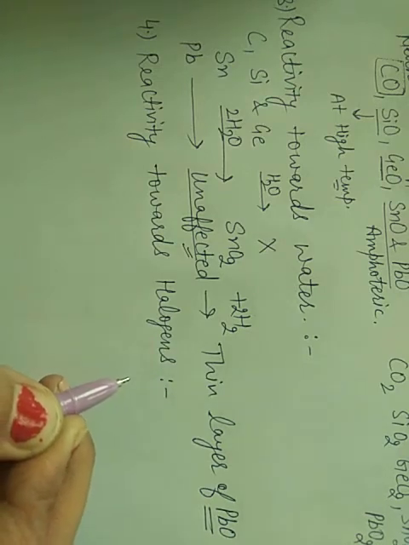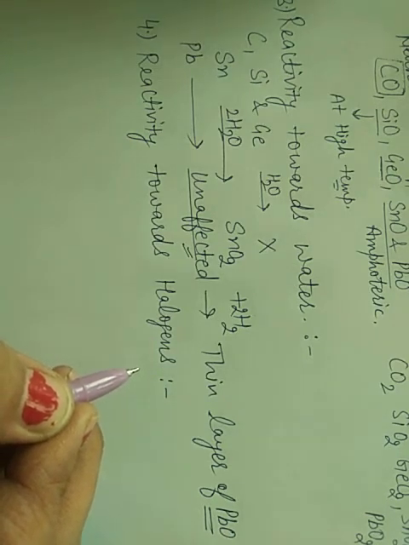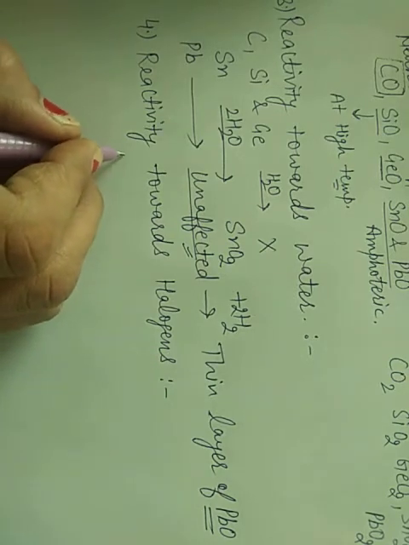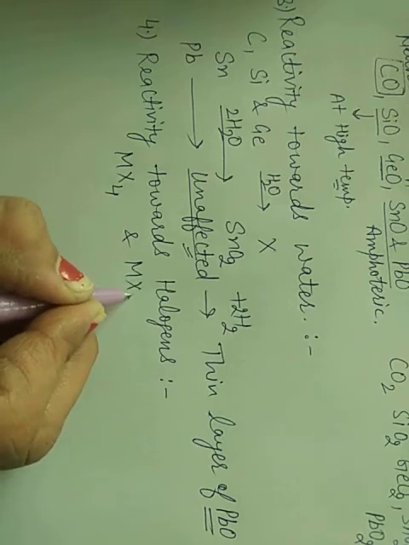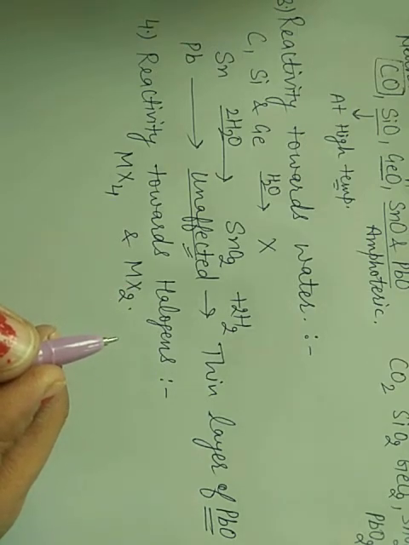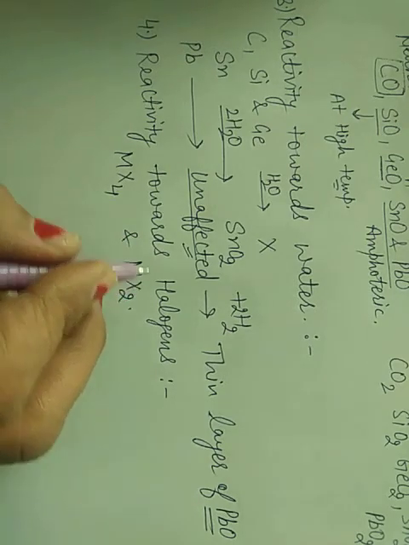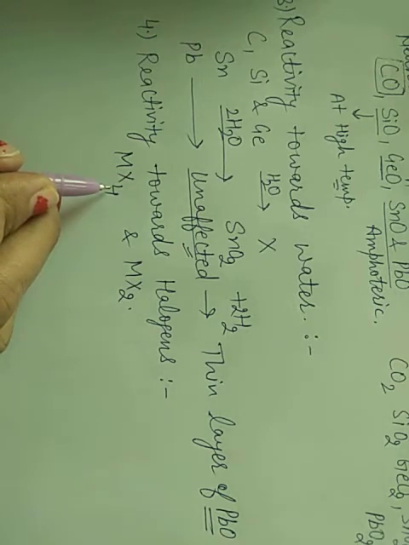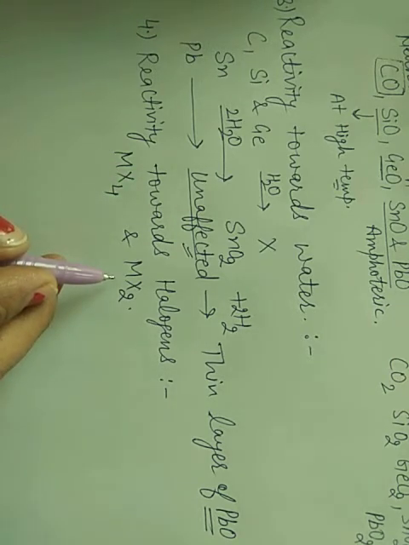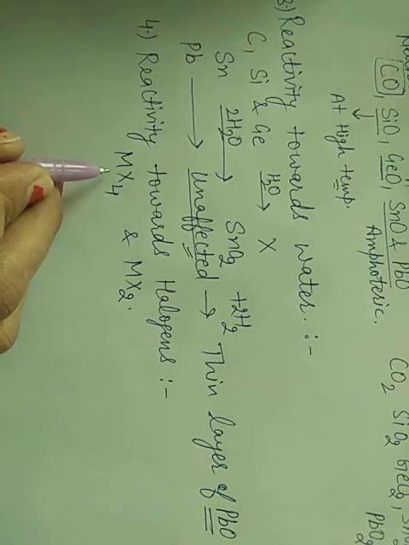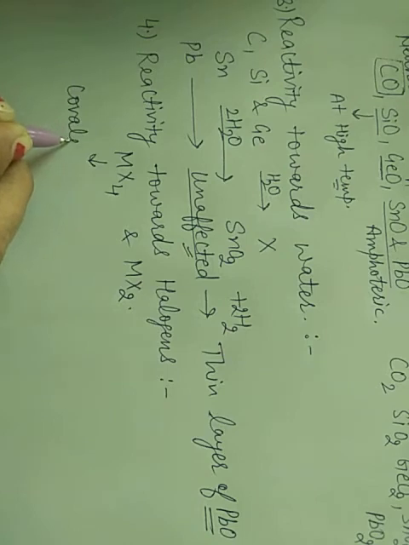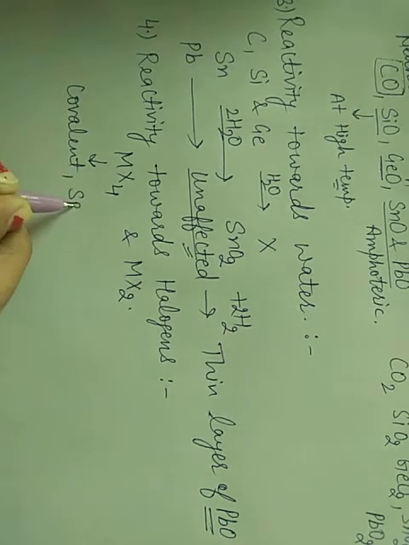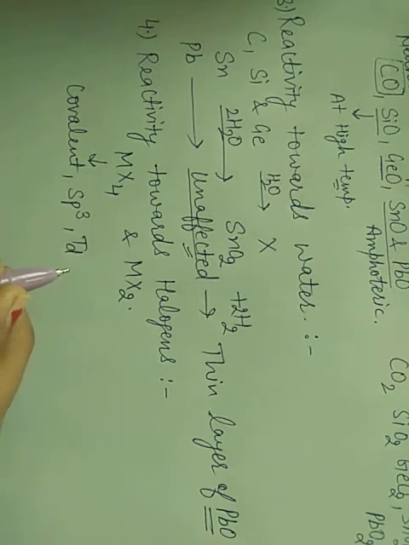In this case, elements of this group, except carbon, form halides like MX4 and MX2 type. All these combine directly with the halogen atoms and form the halides. Tetrahalides are covalent in nature and sp3 hybridized with the tetrahedral geometry.